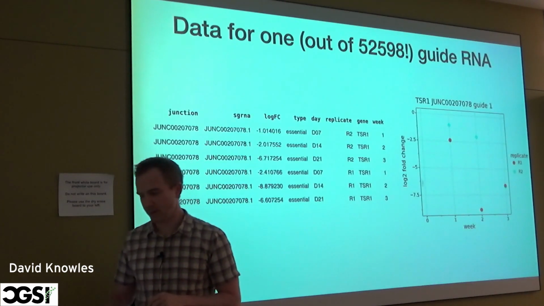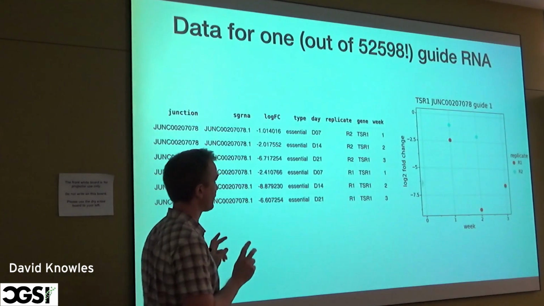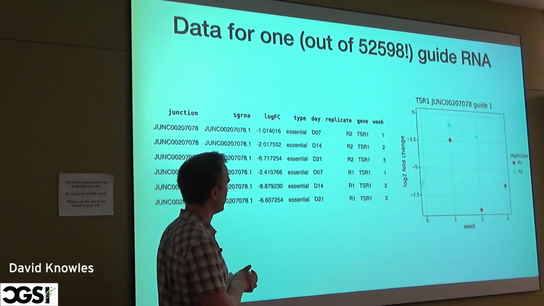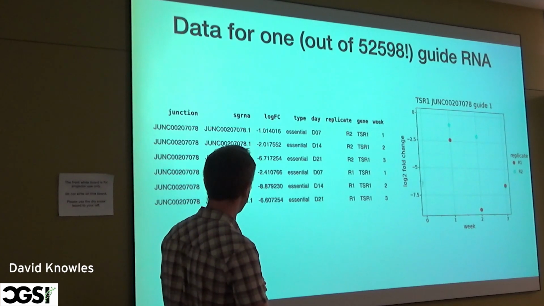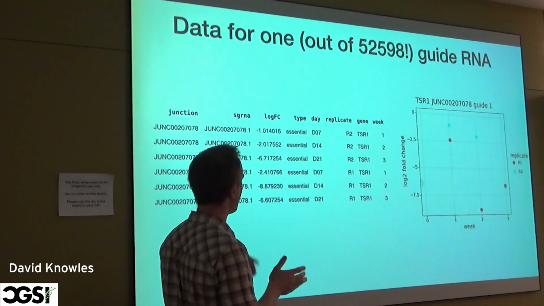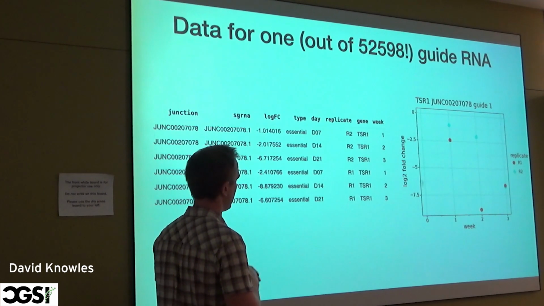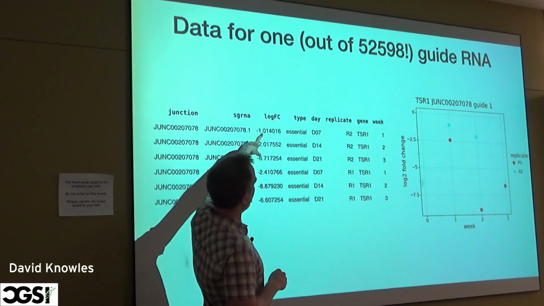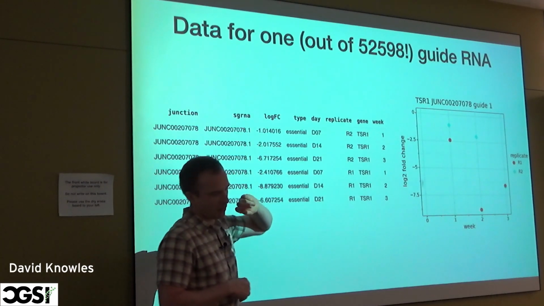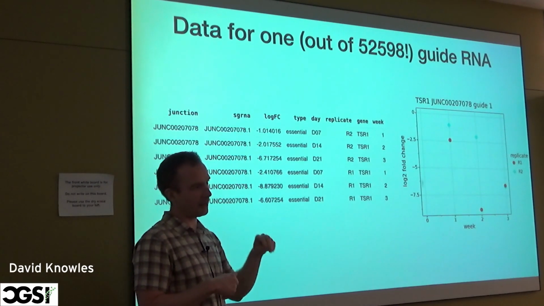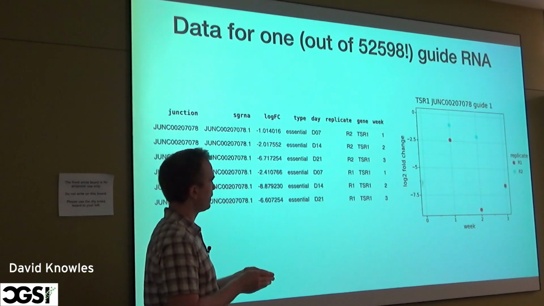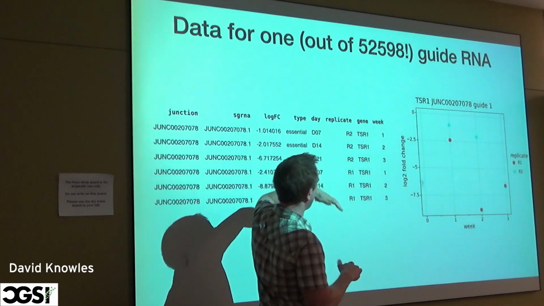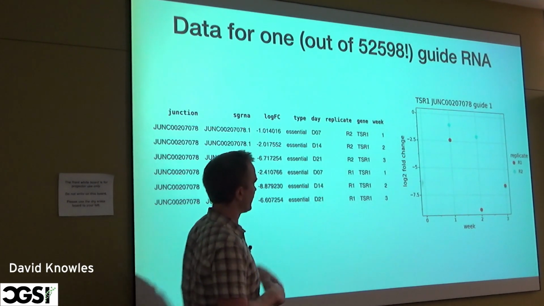So the sort of data that you get out of one of these screens, I'm showing it just for a single guide, so one out of the 50,000 or so that we tested in this experiment. So this is a specific guide targeting a splice junction in an essential gene. And the thing we usually quantify is this log fold change. So this is the fold change in guide count between whichever day I'm showing here, so like between day 7 versus day 0 when we started the experiment.